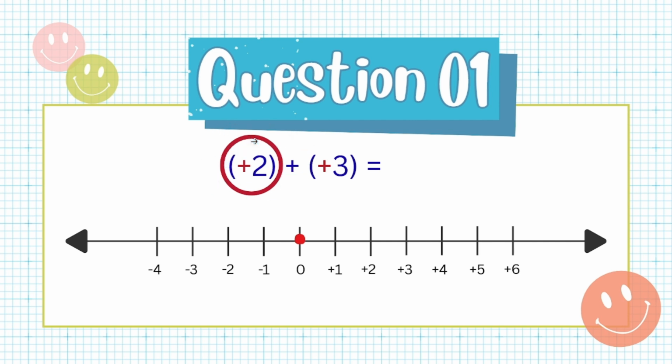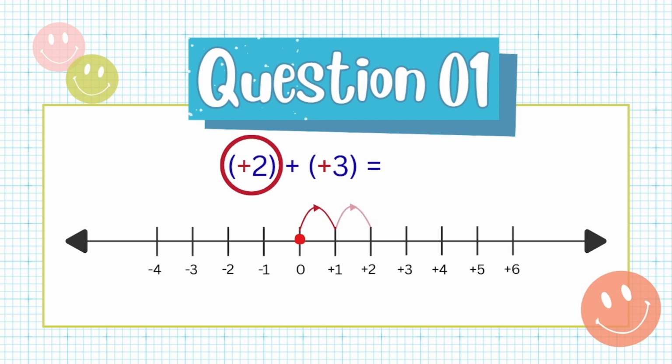Plus 2, what is the sign? Plus. Plus means, according to the bunny game, it should be a right hop. So the bunny should jump towards the right. Then, let's jump right like this. First hop, second hop.